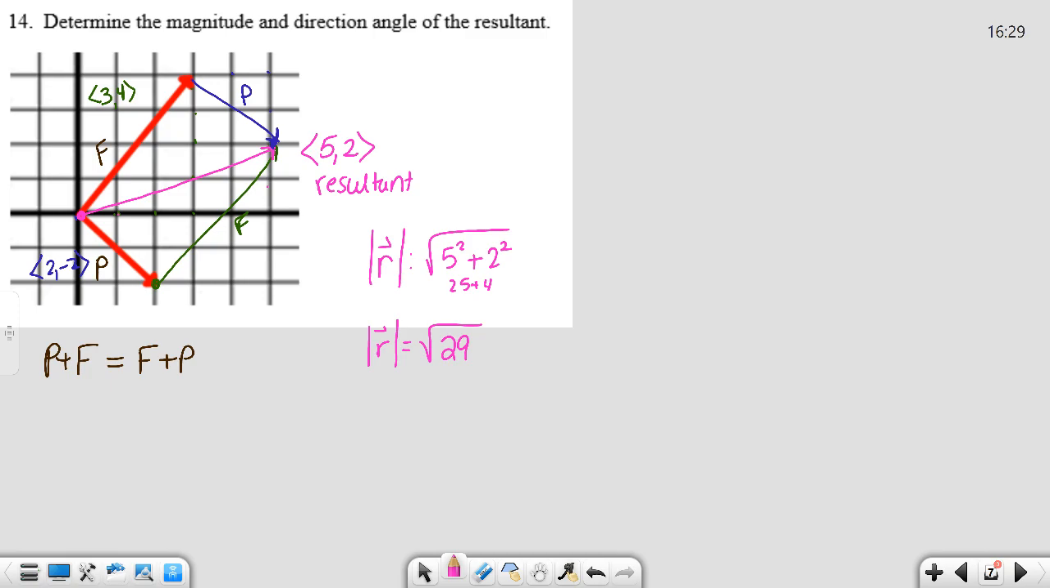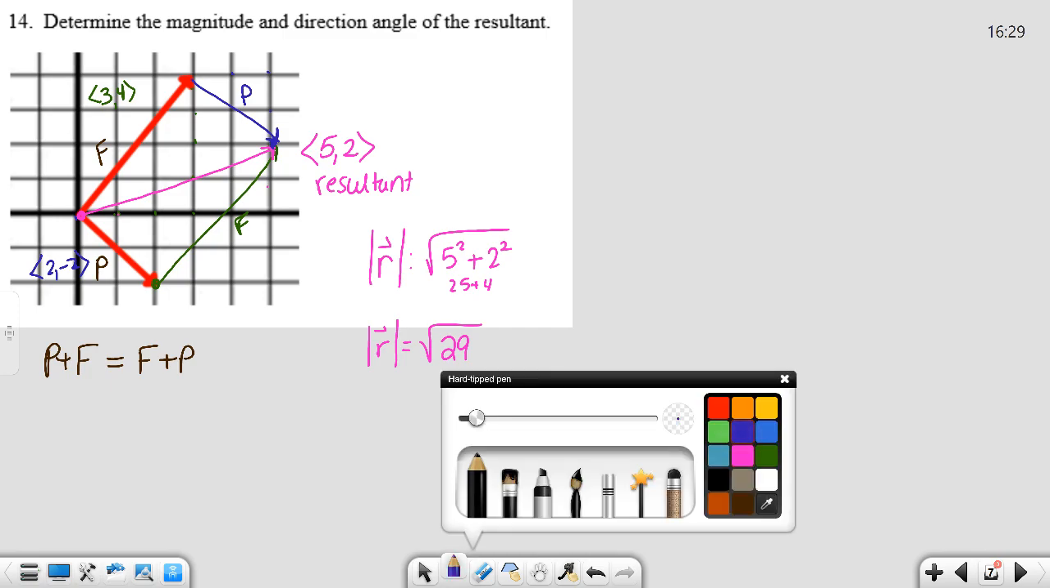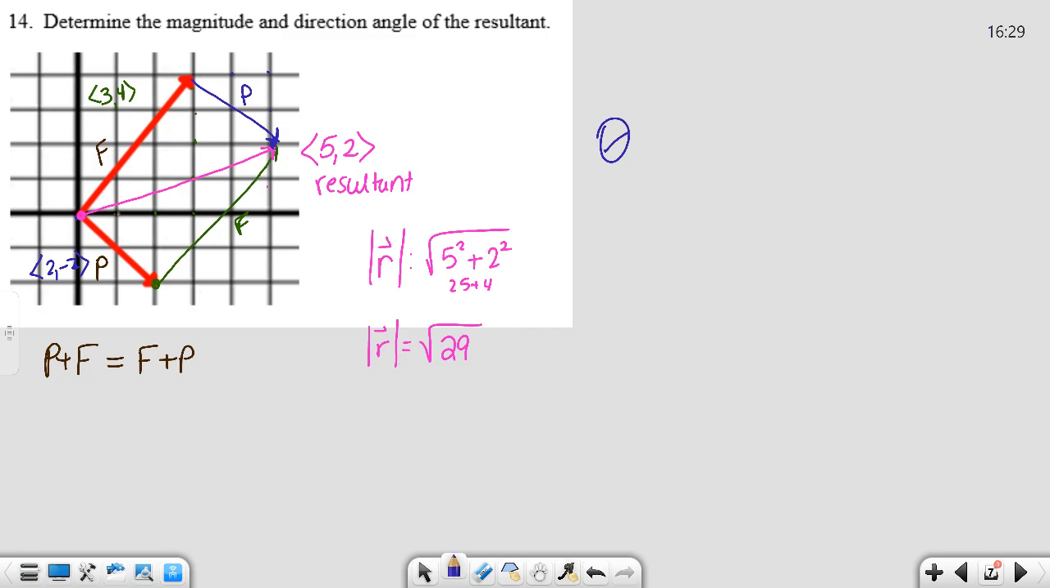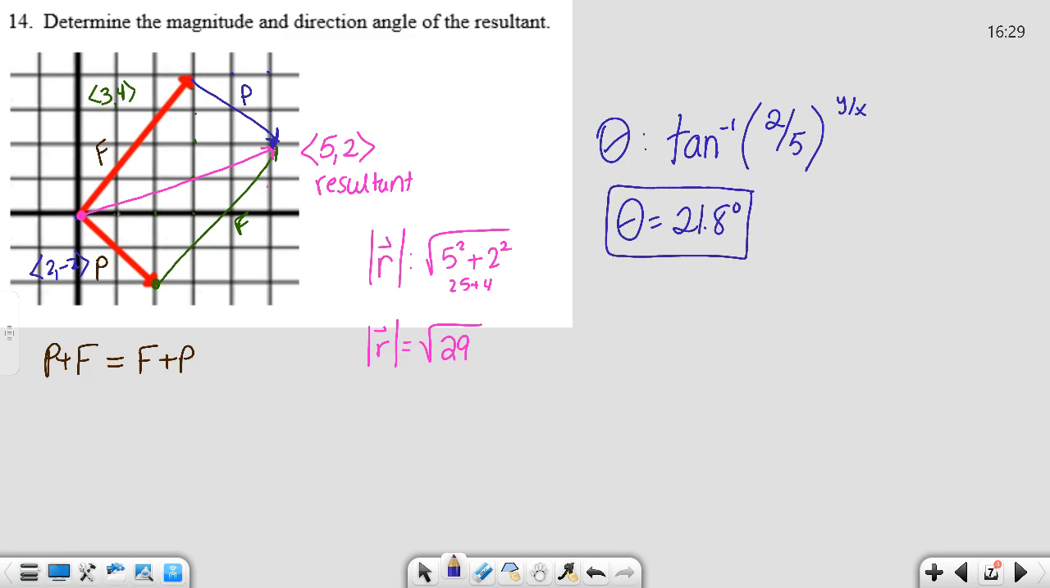In this case, we can clearly see that it is in quadrant 1. So when we are determining the direction angle, theta, we'll do tangent inverse of the vertical divided by the horizontal. That's your y over your x, your sine over your cosine. And when you simplify tangent inverse of 2/5, you get that theta is 21.8 degrees. And that is perfectly fine because from the x-axis up, we're in quadrant 1, we are golden. We don't have to worry about a reference angle.